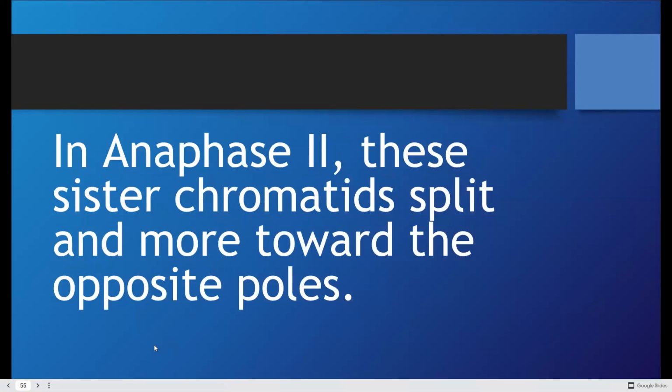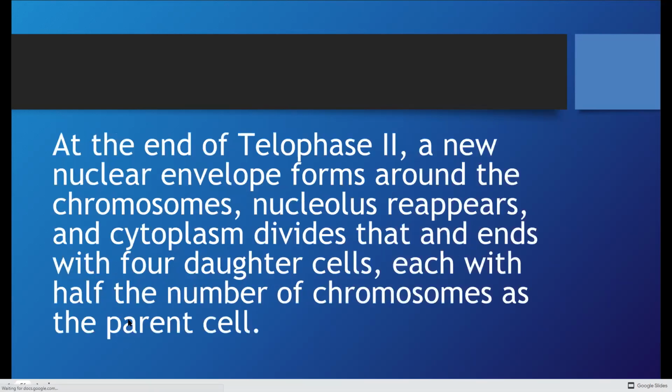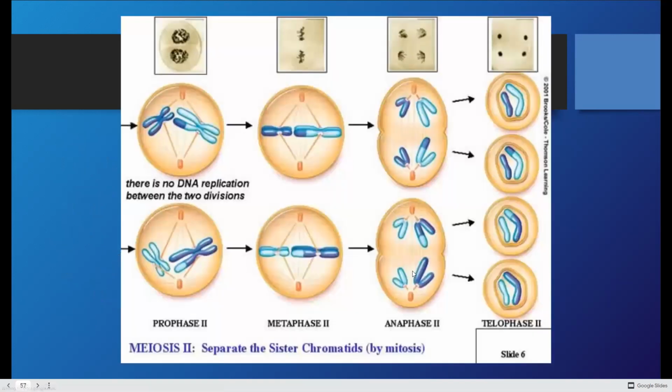In anaphase 2, the third part of meiosis 2, these sister chromatids split and move toward the opposite poles. And at the end of telophase 2, a new nuclear envelope forms around the chromosomes. The nucleolus reappears and the cytoplasm divides, ending with four daughter cells, each with half the number of chromosomes as the parent cell. So this is now your meiosis 2. Can you see the difference?